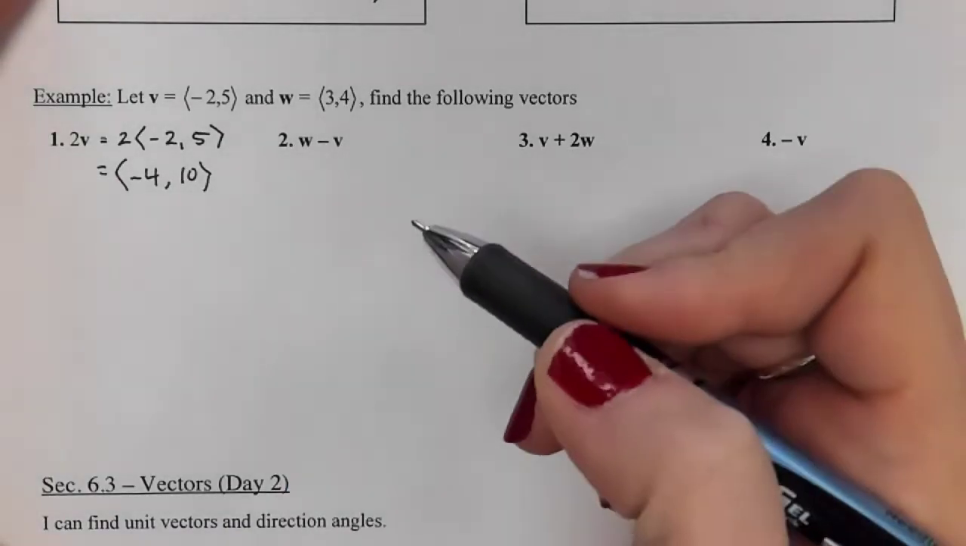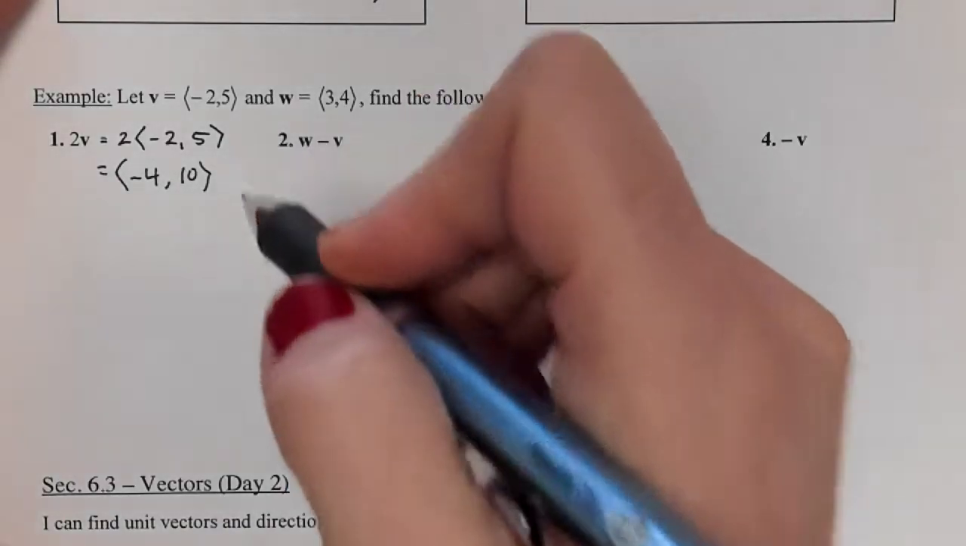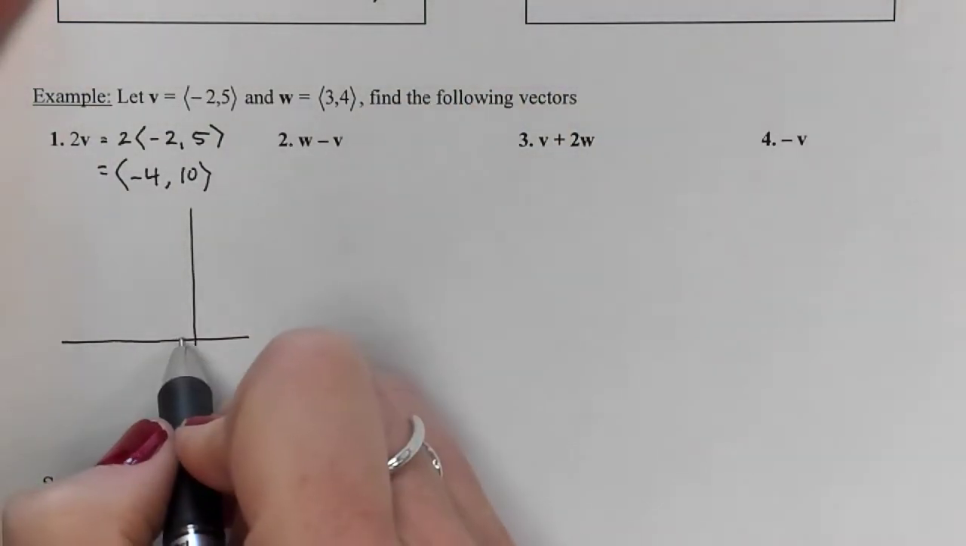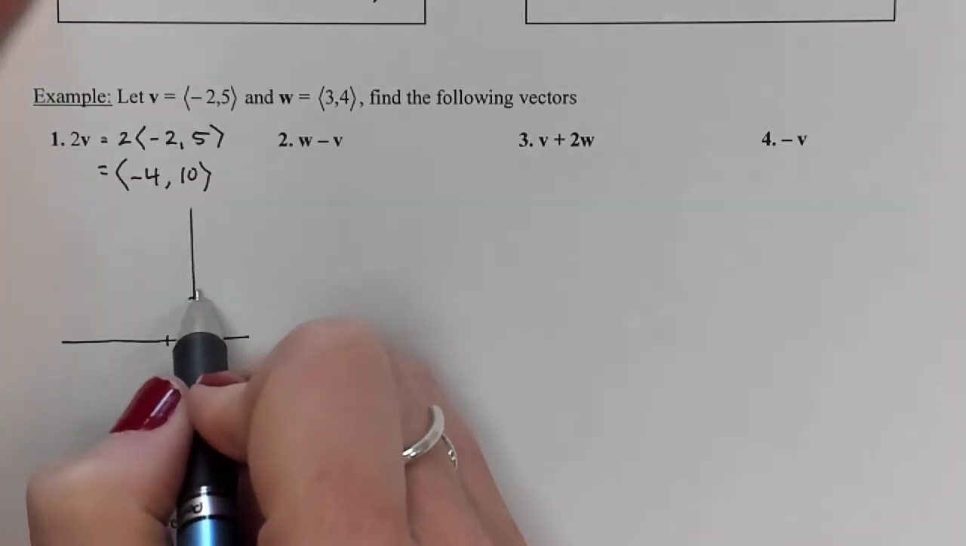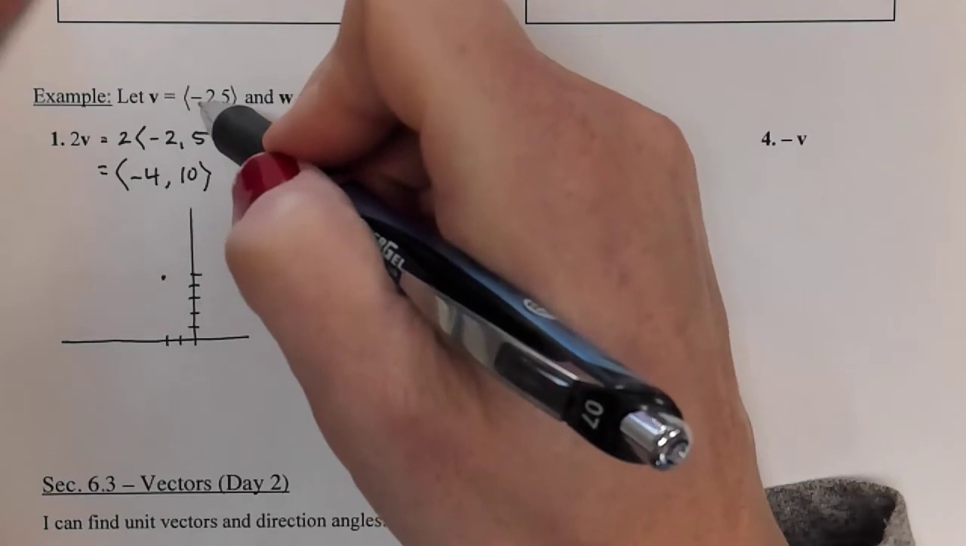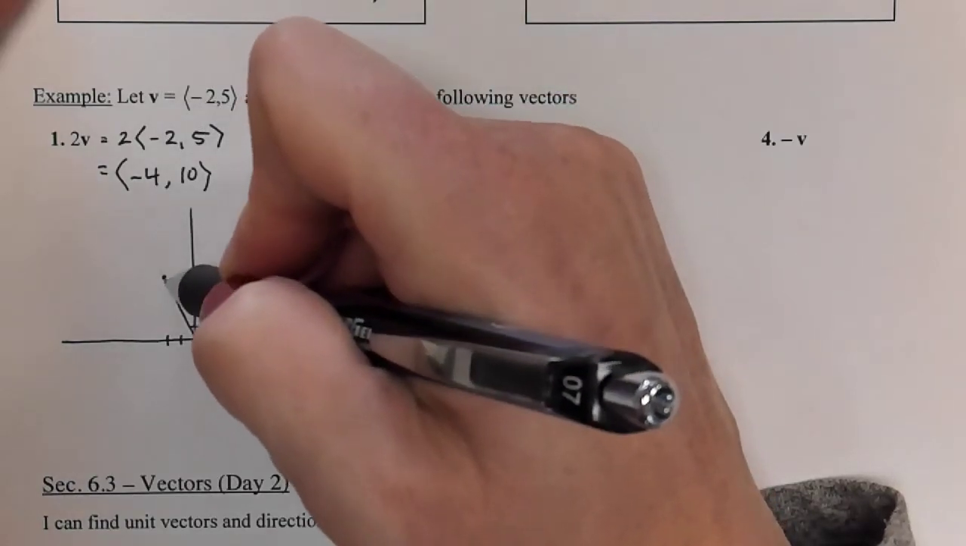What I want to do is show you what it looks like as a picture. So if I were to plot this, negative 2, 5 is going in the left quadrant. 1, 2, 1, 2, 3, 4, 5. There's my first one. It went left 2, up 5.